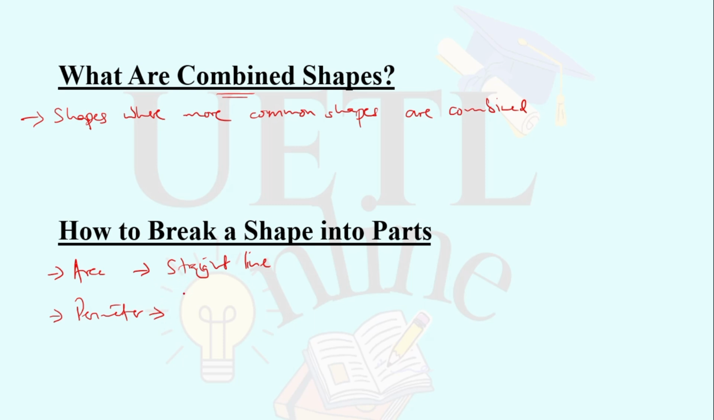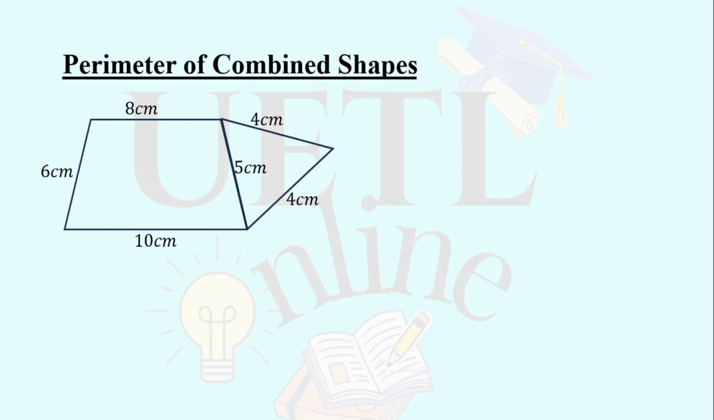In combined shapes, there are many shapes in the same shape, and we're going to see how we break them into parts we can work with. Here we're going to start finding the perimeter of a combined shape. Here we have our combined shape. We can see that we have our trapezium here, and it is combined with this triangle here. We are just going to find its perimeter.